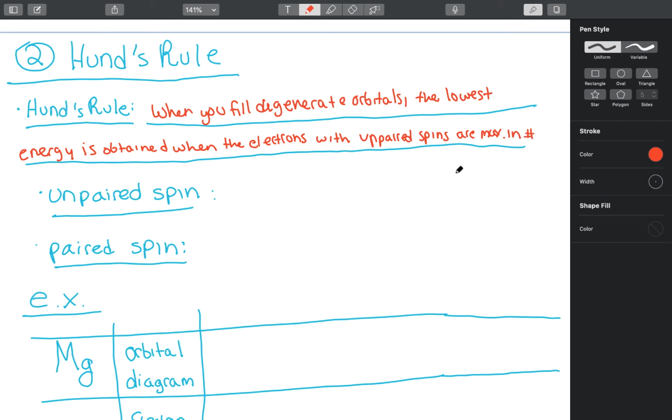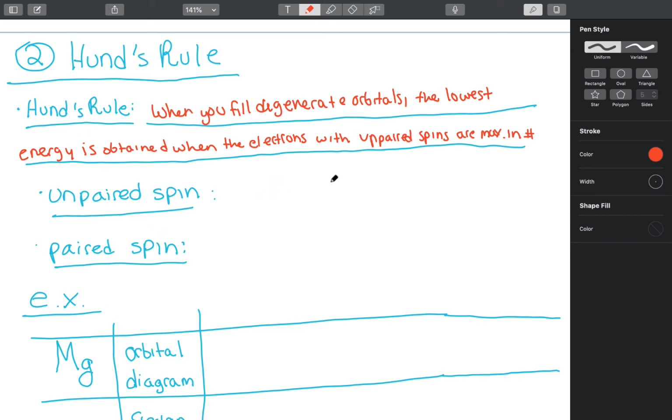So Hund's rule basically states that when you fill degenerate orbitals, the lowest energy is obtained when the number of unpaired electrons is maximized. So just to give you a little explanation here to show you the difference between unpaired and paired spins.